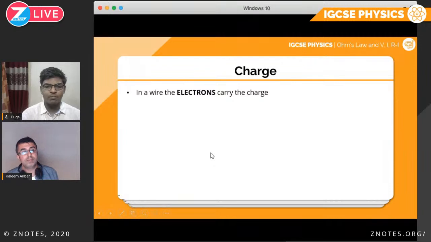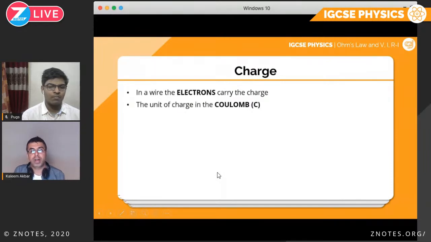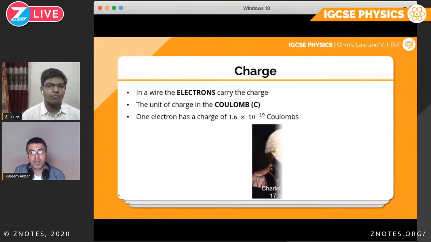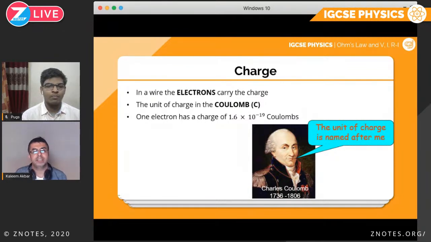Right. Guys, in a wire, it's the electrons that carry the charge. The unit of charge is the coulomb. And one electron has a charge of 1.6 times 10 to the minus 19 coulombs. Now, you might think, what's the big deal there? Guys, the first formula you will come across is Q equals IT. And whenever we define current, we tend to do it in terms of coulombs of charge.